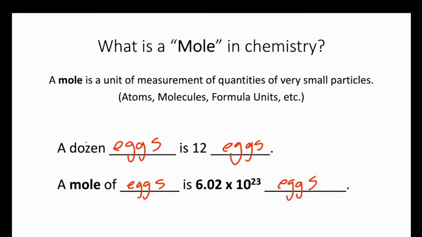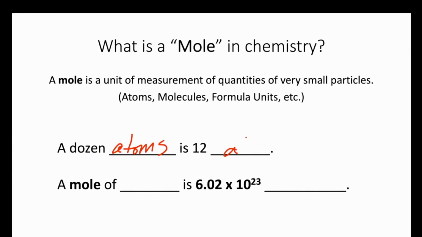So notice, we're all familiar with a dozen. A dozen eggs is 12 eggs. A mole of eggs is 6.02 times 10 to the 23rd eggs. That's a lot of eggs. Maybe it's something like atoms. A dozen atoms is 12 atoms. A mole of atoms is 6.02 times 10 to the 23rd atoms. Now, why do we need to know that? Well, let's get there and find out.